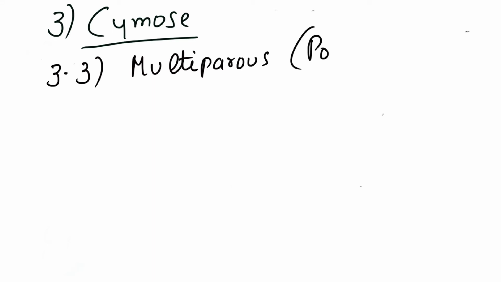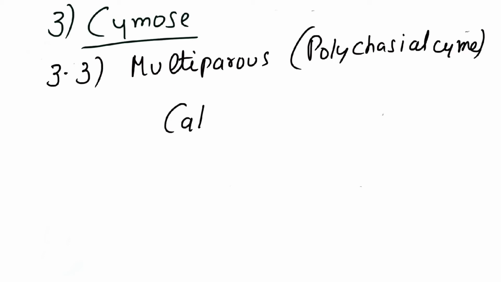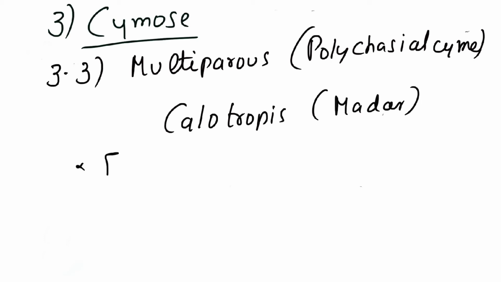Going on to the third case, multiparous or polychasial cyme. Naturally, people should be getting the idea of what this means from the discussion we have had till now. That is, we are having multiple branches. A very famous example is Calotropis or Madar.